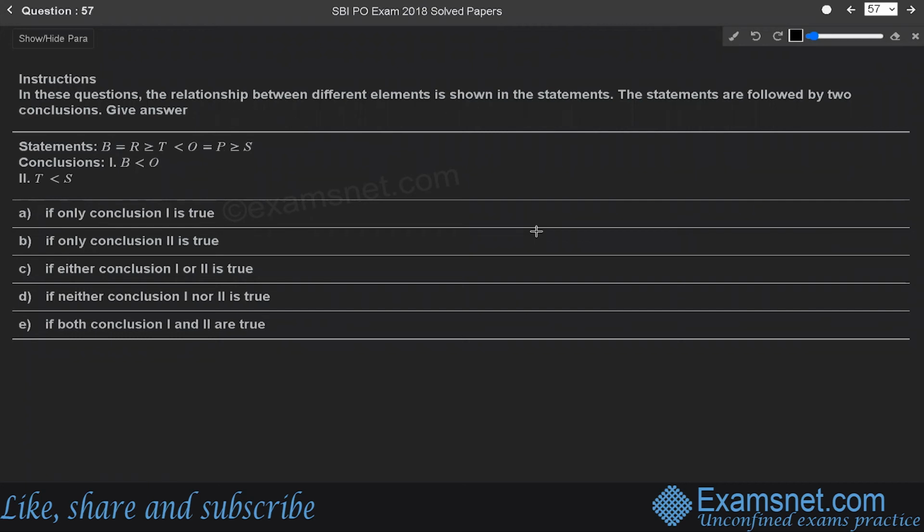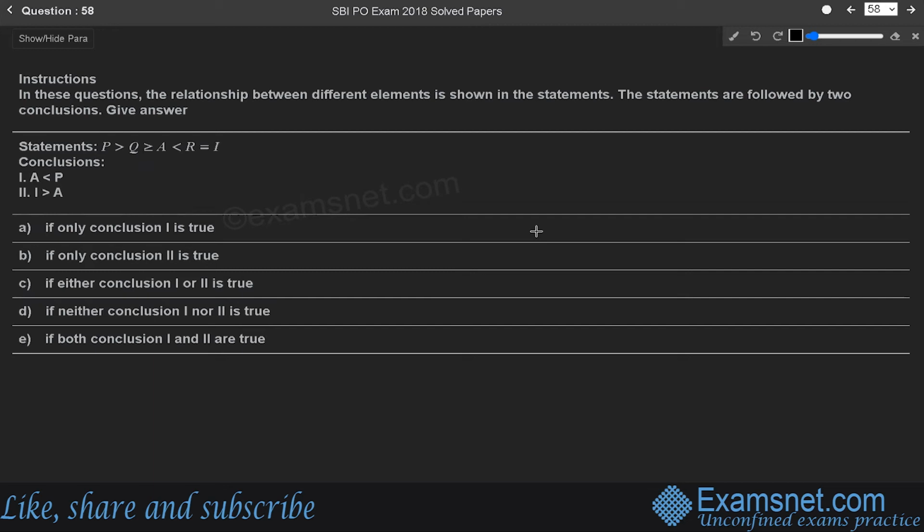Next question also has the same directions. Statements and conclusions are given here. Here, the first conclusion is B is less than O. We cannot establish any direct relationship between B and O as the data provided is inadequate. Second conclusion is T is less than S. No relationship can be established between T and S as the data provided is inadequate. So we can say that both the conclusions do not follow. Therefore, the correct option will be neither conclusion 1 nor conclusion 2 is true, which is option number D here.